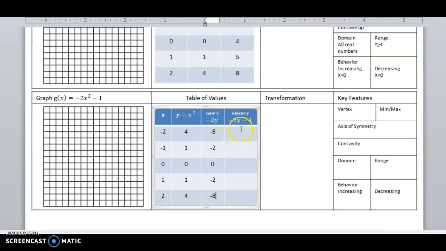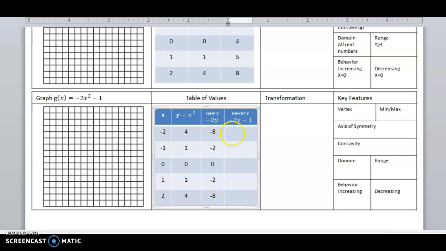And then after that, we have a newer y, and now we have to apply the negative 1, or subtract 1 from the original values, which were already multiplied by negative 2. So after multiplying by negative 2, we subtract 1. So we have a column for newer y. So we subtract 1 from all of these values.